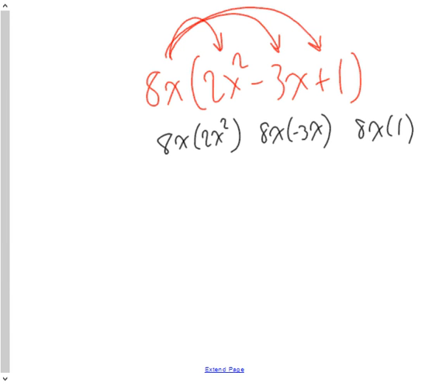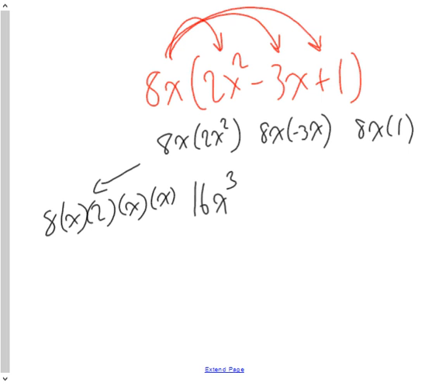So 8 times 2 is 16. X squared times x times x squared. If we use our exponent rules, keep the base and add the exponents, we will get x cubed. And again, if you want to think about y, you can write it over here. That's 8 times x times 2 times x, which would be 16 and 3 x's, therefore 16x cubed.